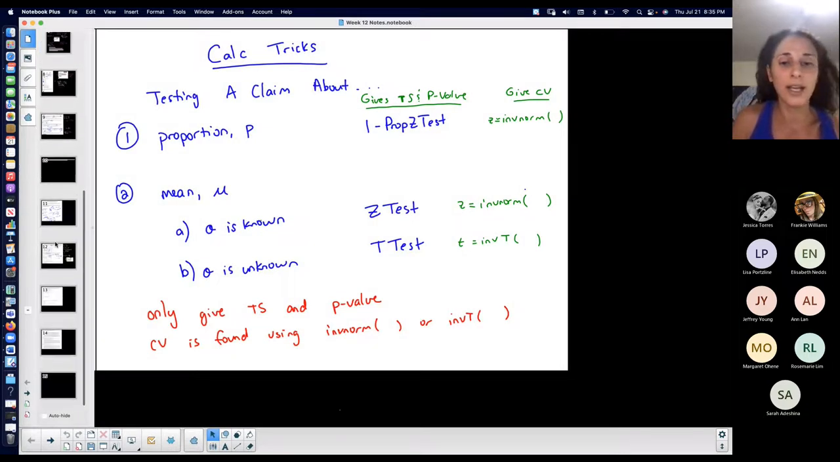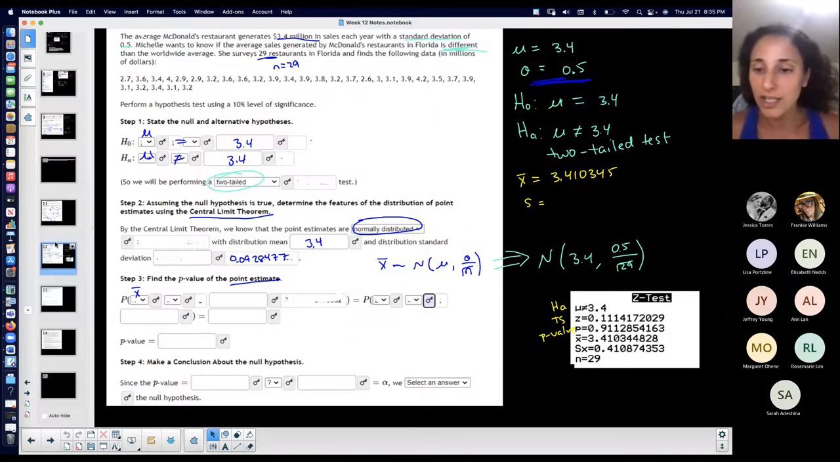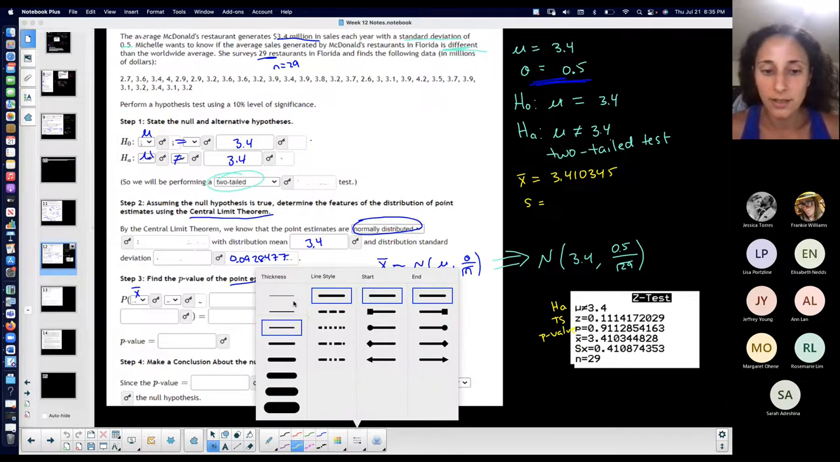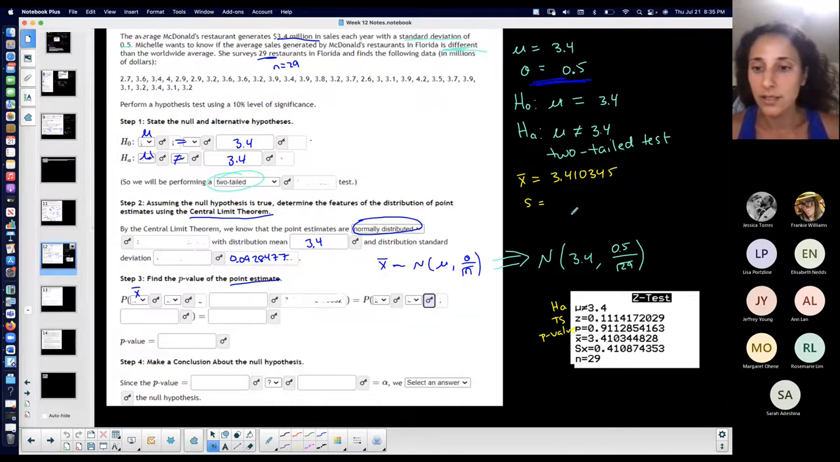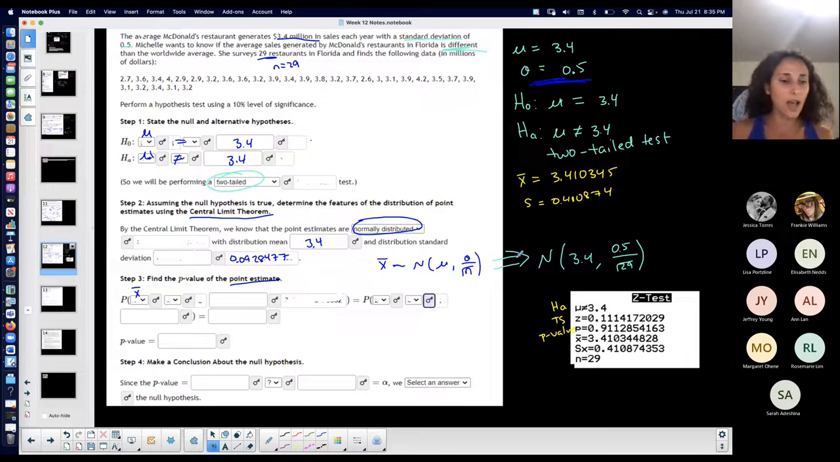Okay, back at it. Right, my standard deviation for the sample is 0.410874, okay? If I need it, which I may not, we'll see. So you guys got those values, right? Check in the chat.